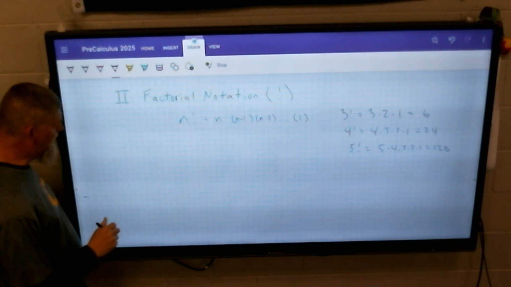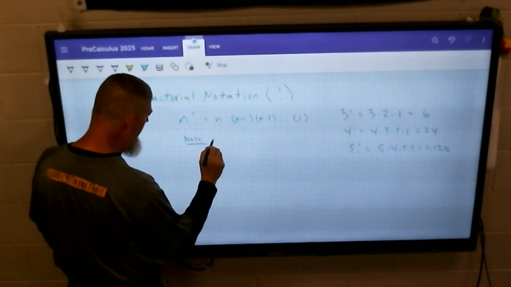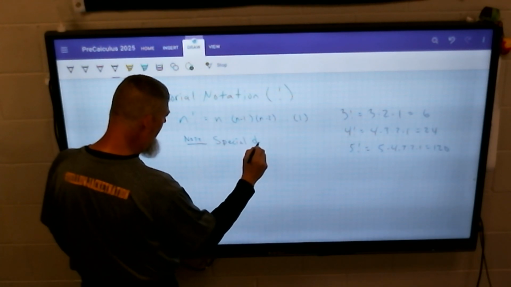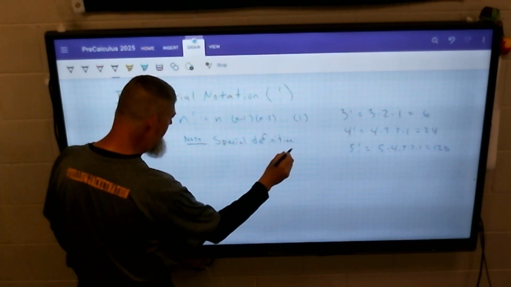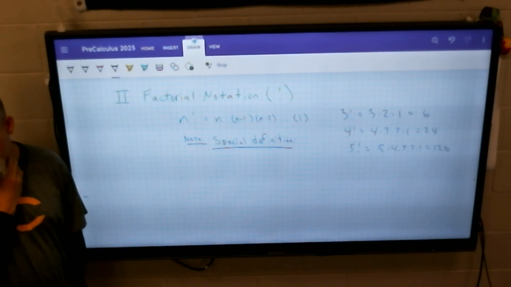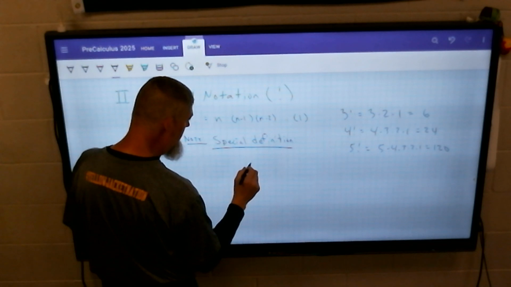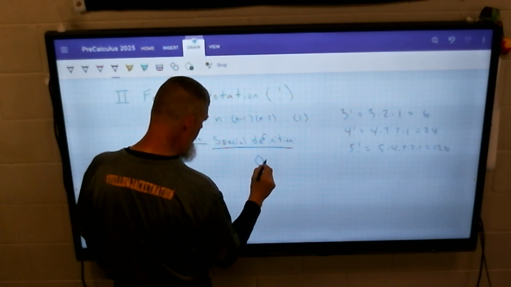Now, there is a note here. We have a special definition. Wait till you get to advanced statistics or whenever they teach this. Isn't this used in statistics? It is. Probability a lot.